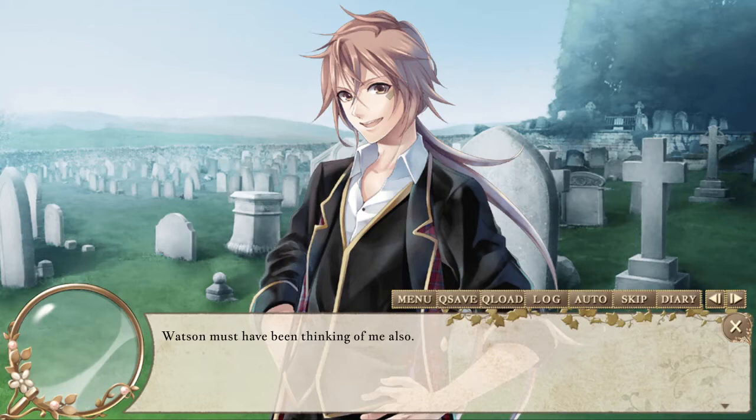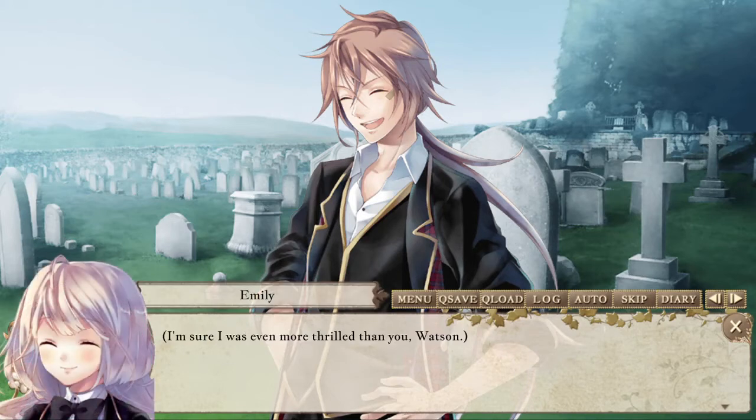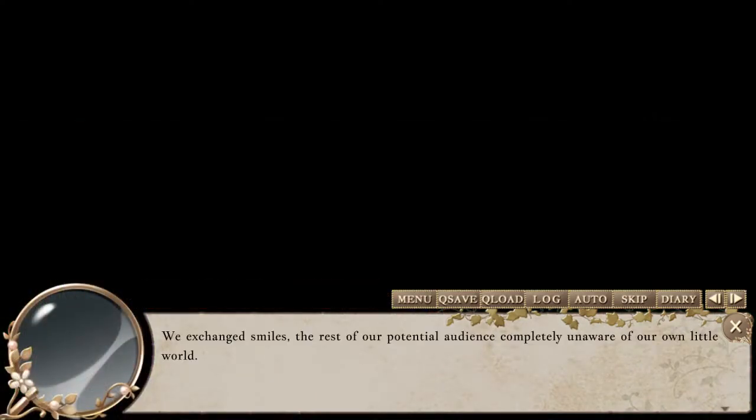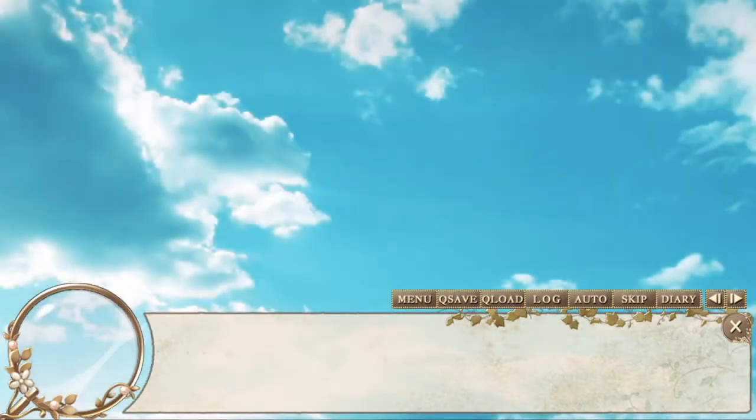Watson must have been thinking of me also. He's always thinking of you, girl. He then placed his finger on his lips and gave me a mischievous grin. I'm sure I was even more thrilled than you, Watson. We exchanged smiles, the rest of our potential audience completely unaware of our own little world. Aw, I sniff a romance blossoming finally. I folded the message and placed it carefully in my pocket.